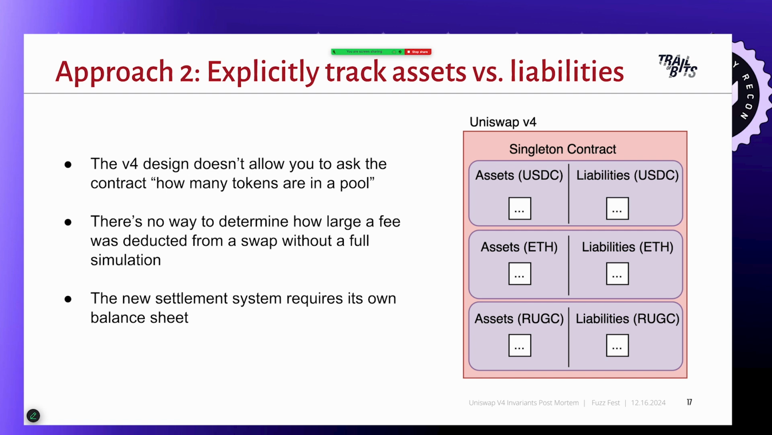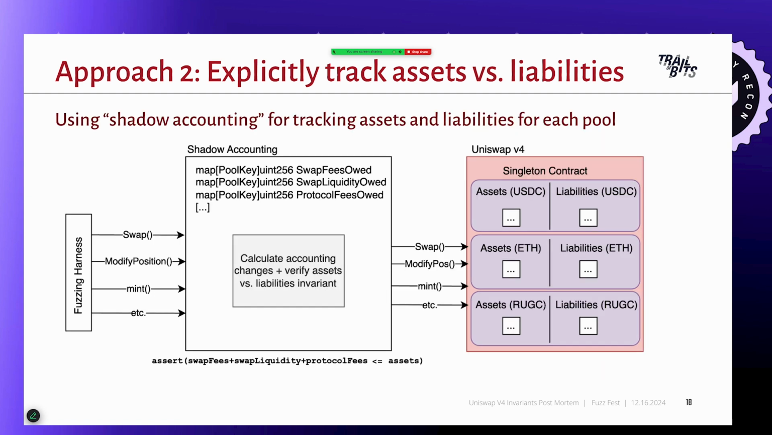Now that settlement system on its own needs its own assets and liabilities to keep track of what the user has borrowed and what the protocol owes to the user. So we ended up having to model this using something called shadow accounting. This is a technique that you could reuse for any other protocol to model its assets and liabilities.